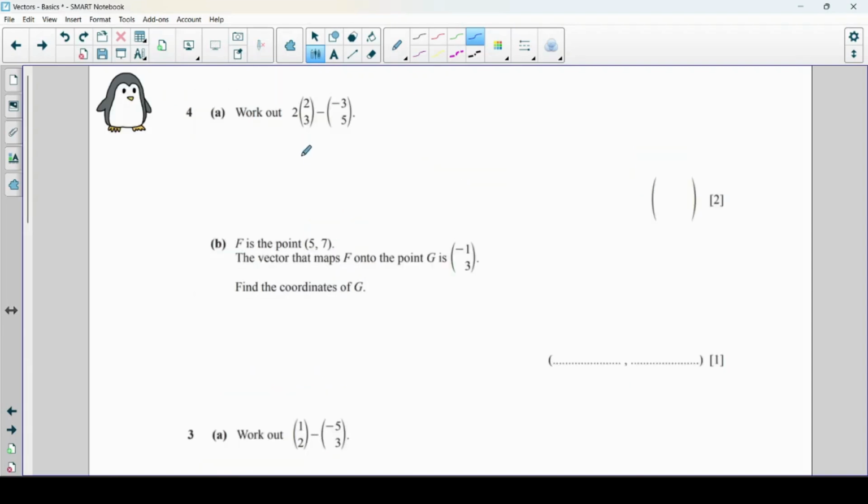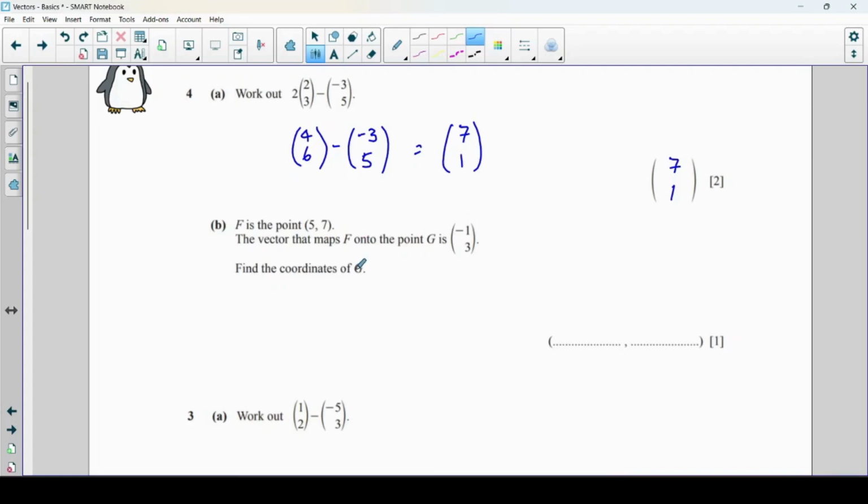Okay, so here we're going to multiply this vector by 2, so 2 times 2, 3 would give us 4, 6. And then minus 3, 5. So now we've got 4 minus 3, that's 7. And 6 minus 5 is 1. So our answer is just 7, 1.